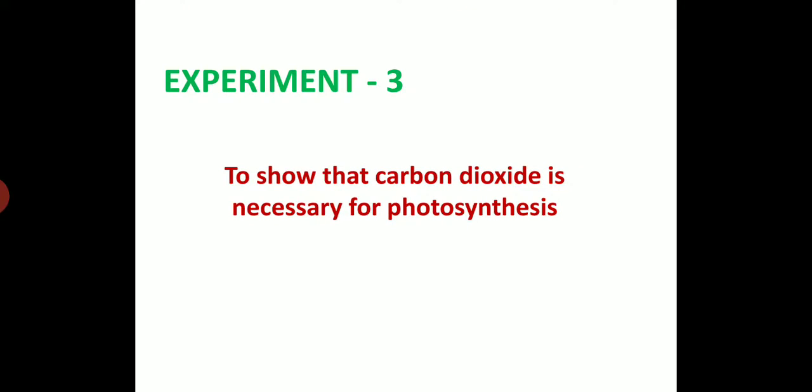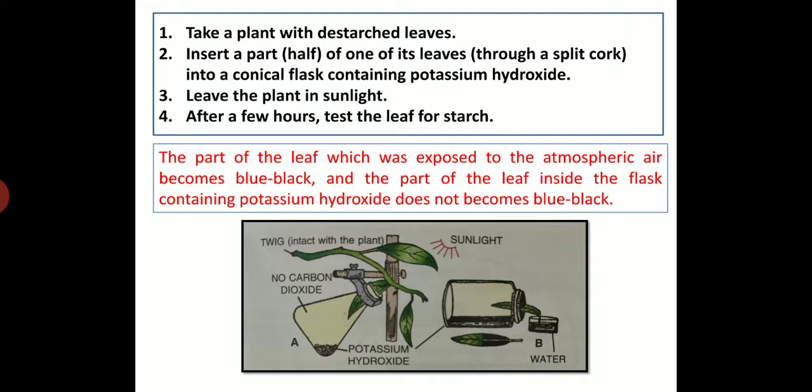Clear? Now the next experiment, which shows that carbon dioxide is necessary for photosynthesis. For this what we are doing, first we are taking a plant and again we are destarching the leaves in the same way. Then we are inserting a part of a leaf, okay? Suppose half of the leaf, we are inserting that through a split cork into a conical flask containing potassium hydroxide, okay? See the picture.